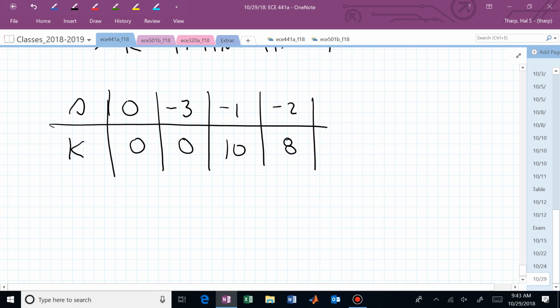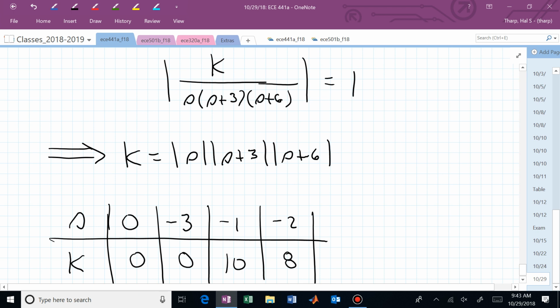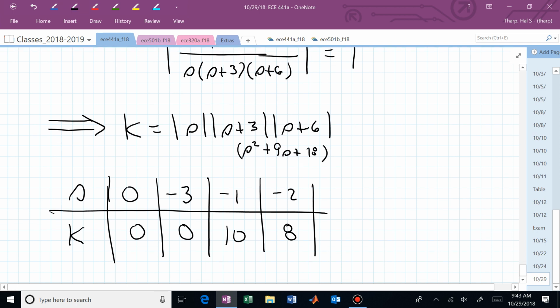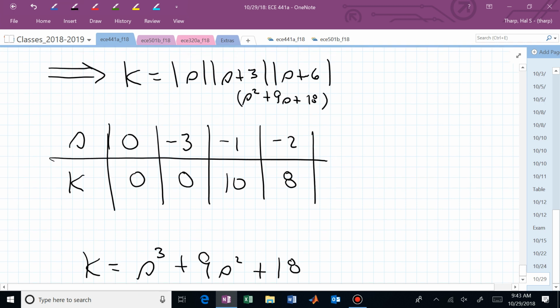Well, okay, let's use our calculus. If we're looking for relative max, maybe I forgot my calculator. I can do this with my pencil and paper, right? So now what's this expression if I wanted to find it as a polynomial in s? That's going to be a cubic. Here we have s squared plus 9s plus 18, and I can now multiply that by s, and I have k equaling s cubed plus 9s squared plus 18s.